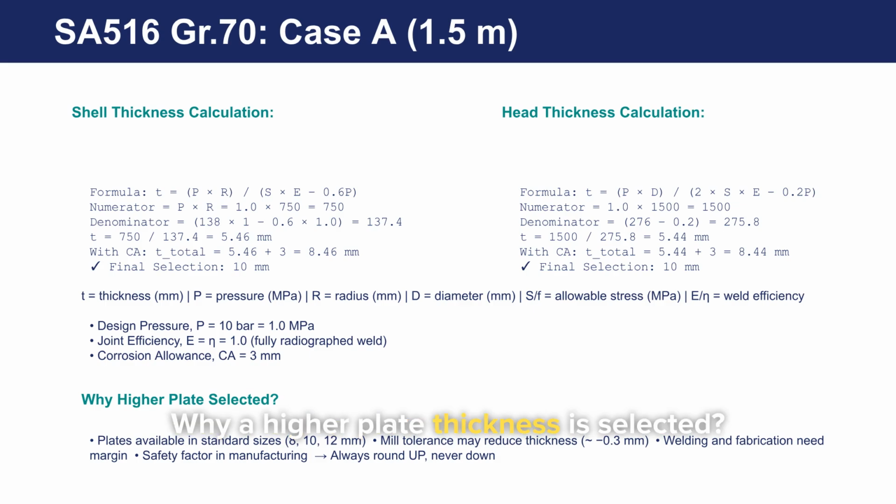Why a higher plate thickness is selected? In practice, plate thickness is selected based on standard available sizes, such as 8 millimeters, 10 millimeters, and 12 millimeters. Mill tolerance may reduce the actual thickness slightly, typically by about 0.3 millimeters. Additional margin is also required for welding and fabrication. Therefore, as a good engineering practice, thickness is always rounded up, not down.